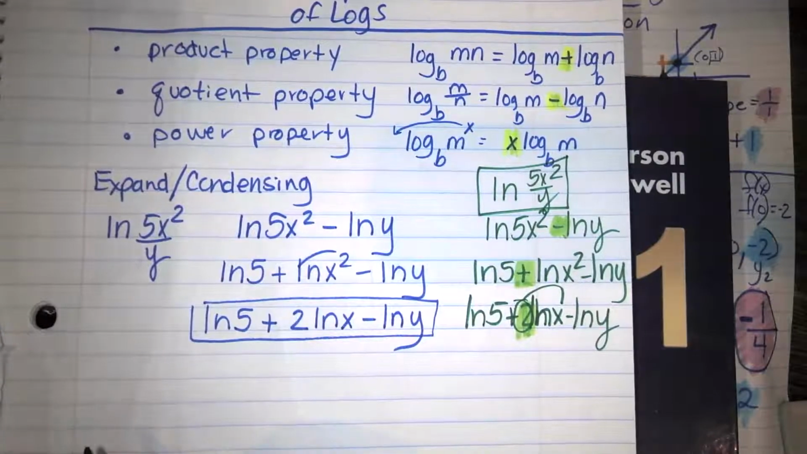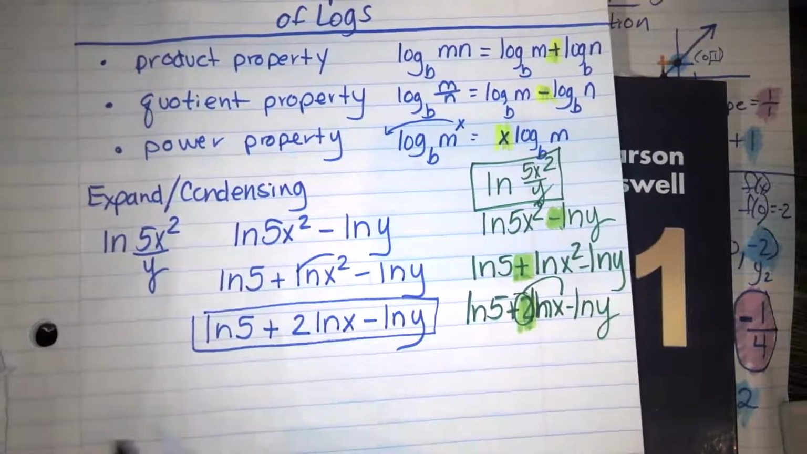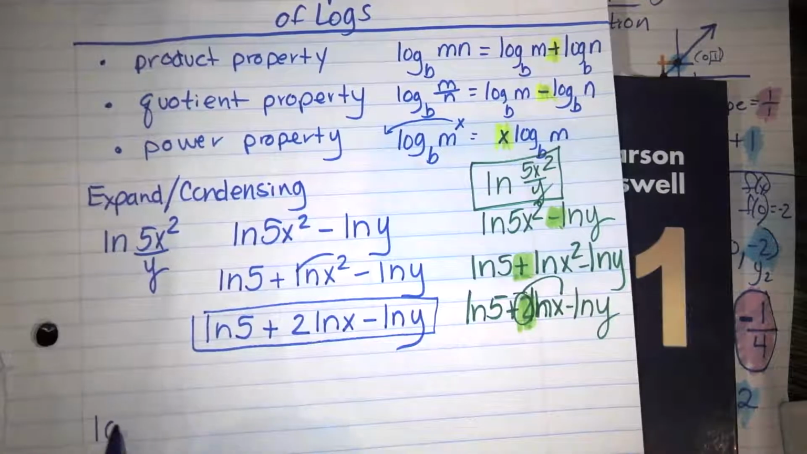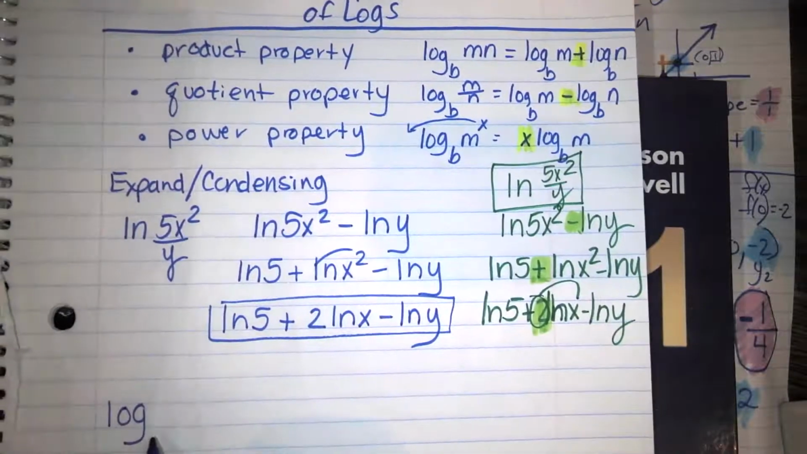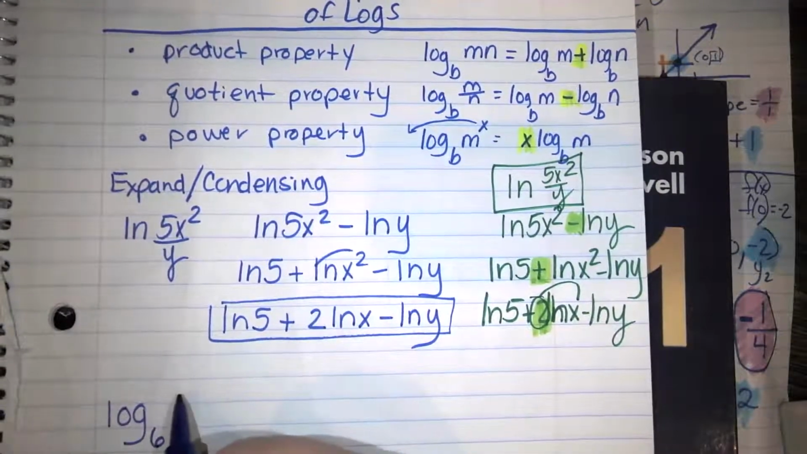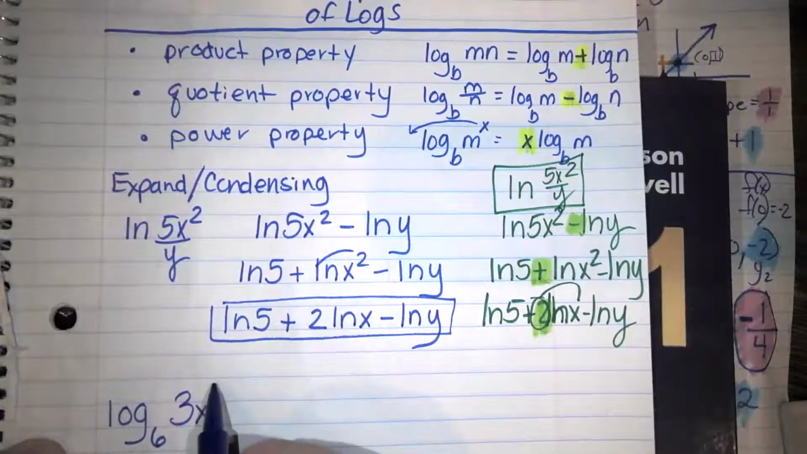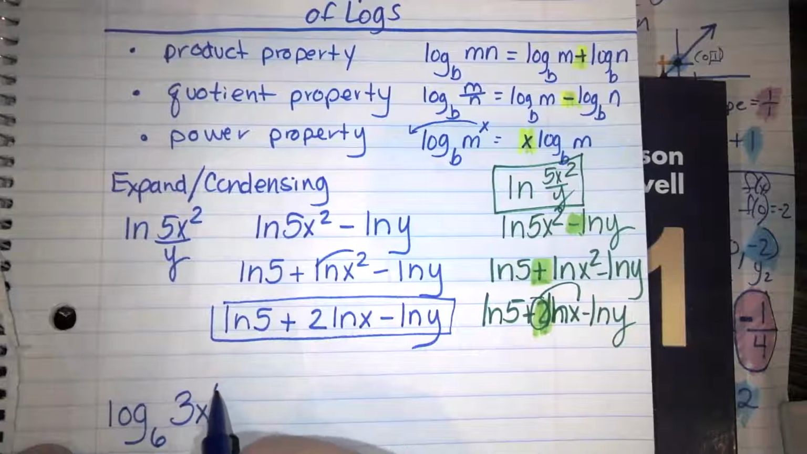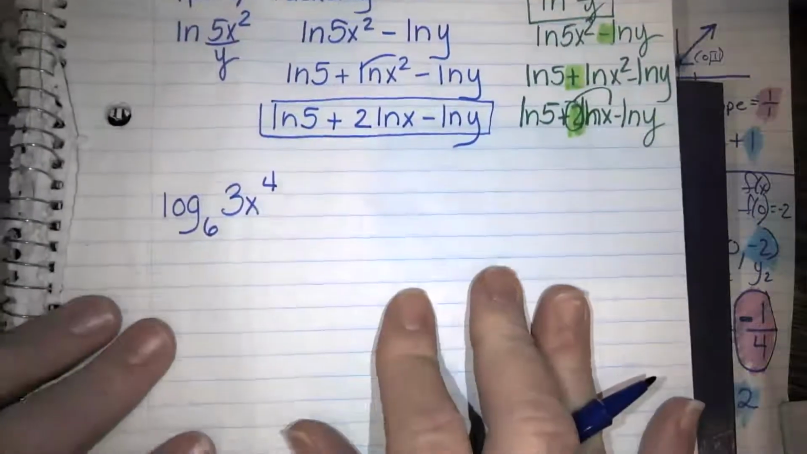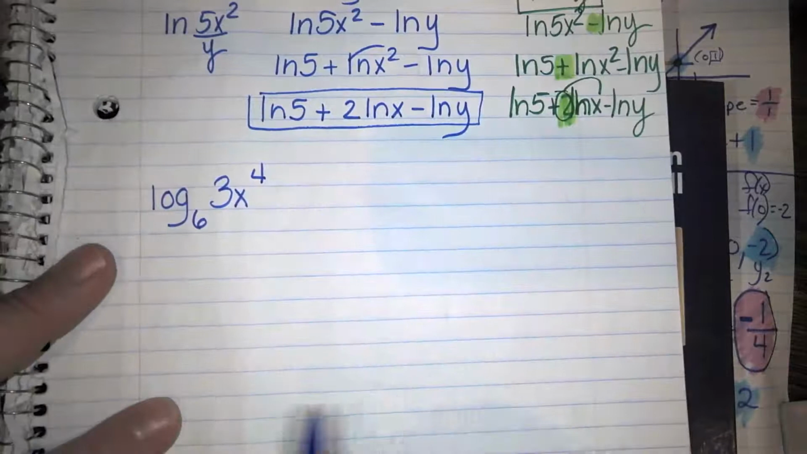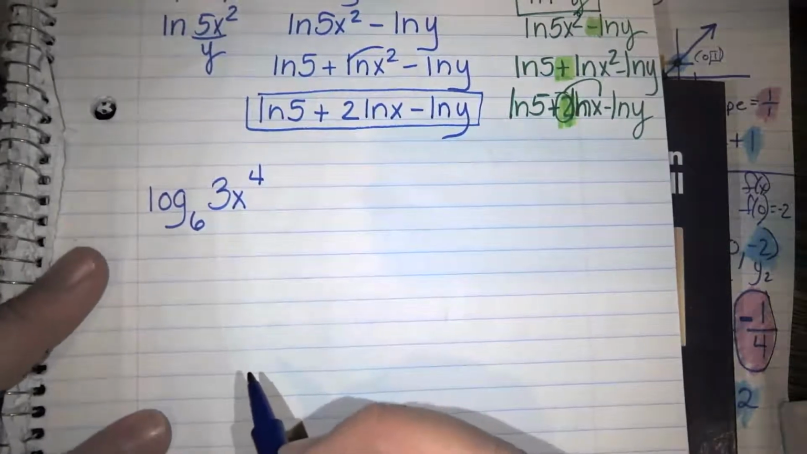Shall we try another one? All right, let's try this one. Log 6 3x to the 4th. Okay. All right, let's expand it.